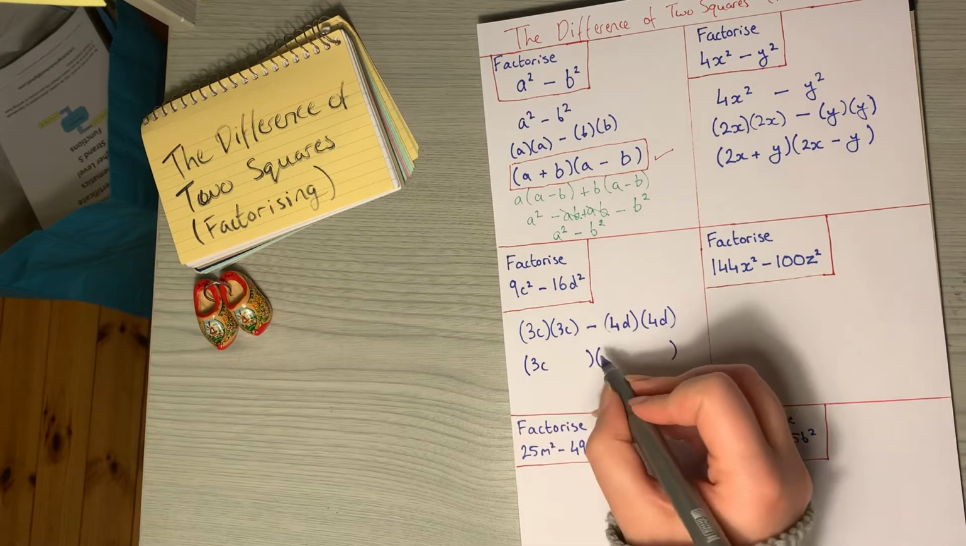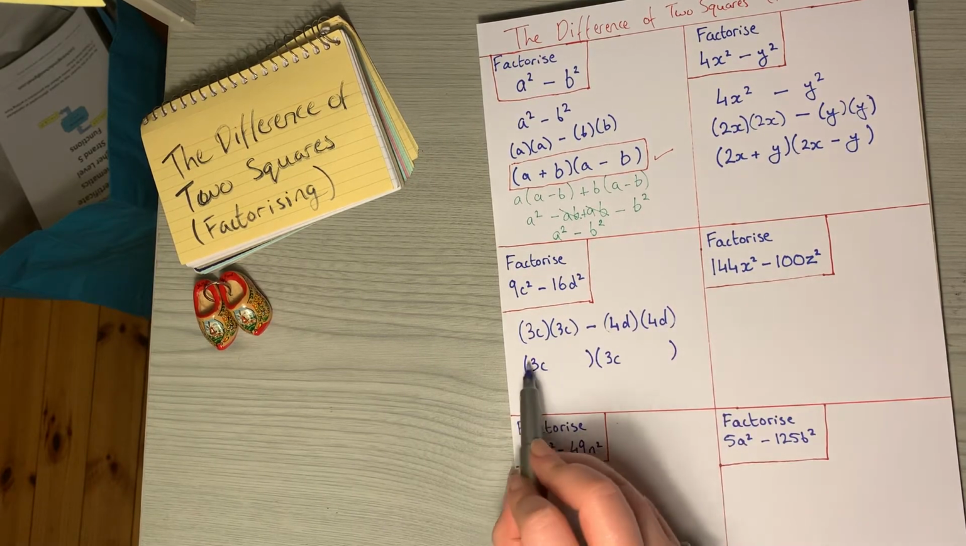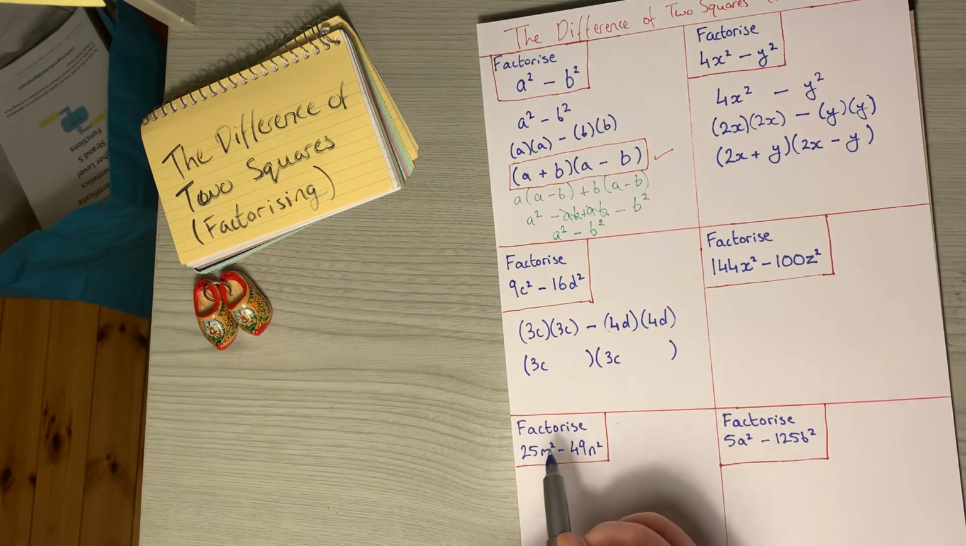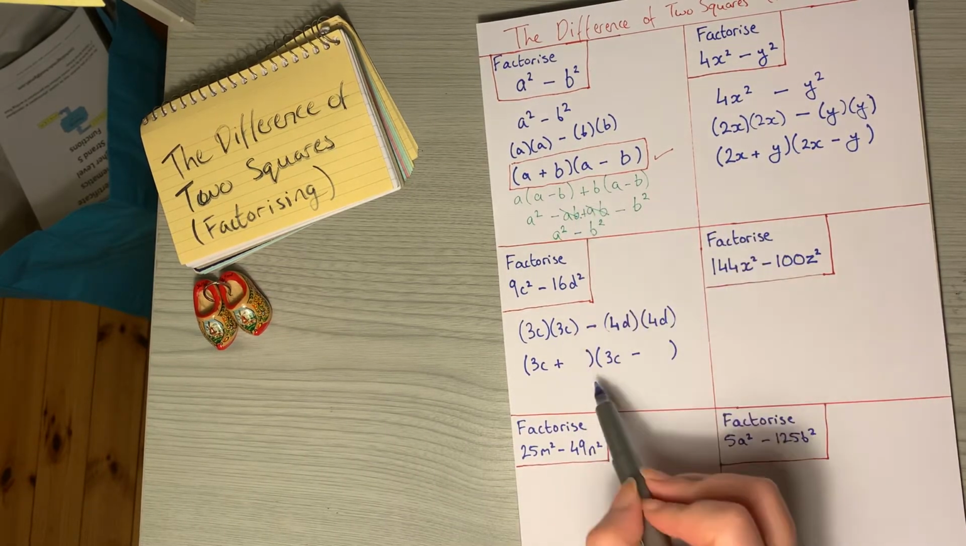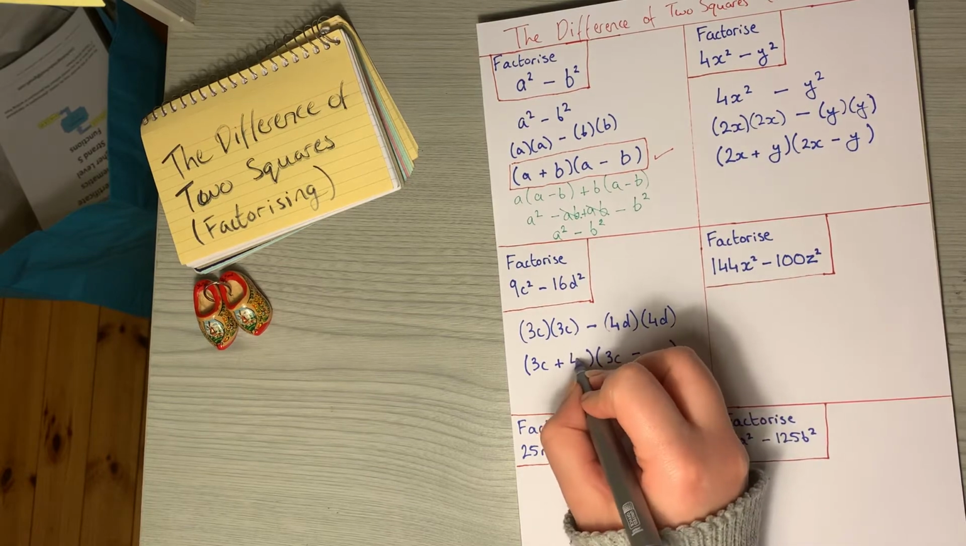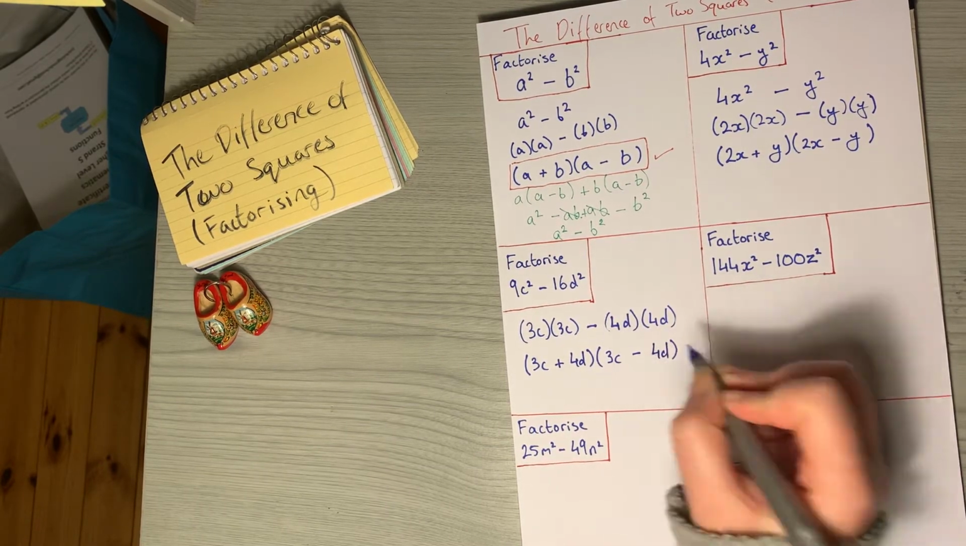So I have my 3c, both my 3c's are positive, so they go at the start, they're my first term in each bracket. And then I have a plus and a minus, so that'll get rid of my middle terms. And then I'm left with 4d and 4d.